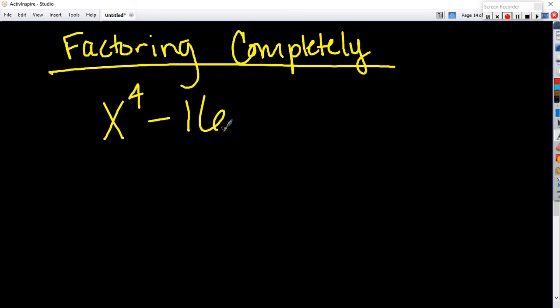minus 16. Do you recognize what that pattern is? Do you recognize that pattern? It should be number 1 on that sheet of patterns I gave you. What's the pattern? What's it called? If I needed to factor this, what is this pattern called? What did you give me? That's what I'm asking you, what did I give you?